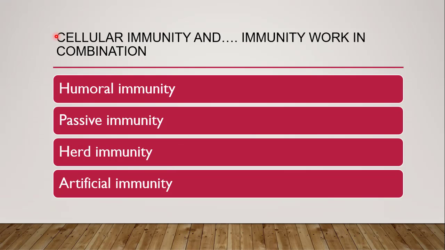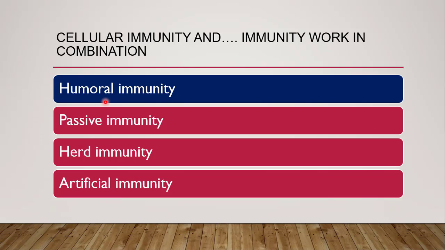Next question is, cellular immunity and dash immunity work in combination, whether it is cellular and humoral immunity, or passive immunity, or herd immunity, or artificial immunity. The correct answer is it is humoral immunity. Usually humoral and cellular immunity work in combination.